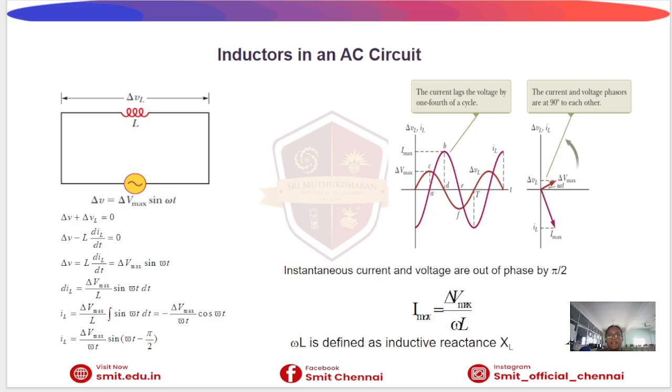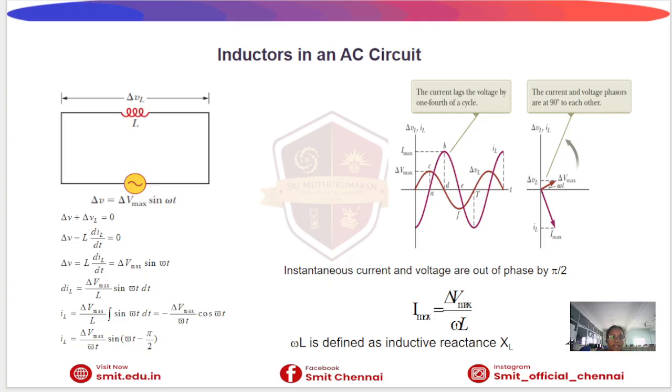Inductors in an AC circuit. In an inductor, the voltage and current are out of phase by 90 degrees, that means π by 2 radians. This means the voltage leads the current. The opposition offered by an inductor to AC is called inductive reactance, represented by XL equal to ωL. Here, ω is the angular frequency, L is the inductance, and XL is the inductive reactance.